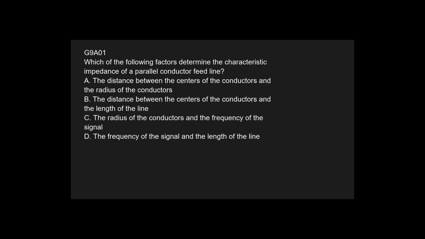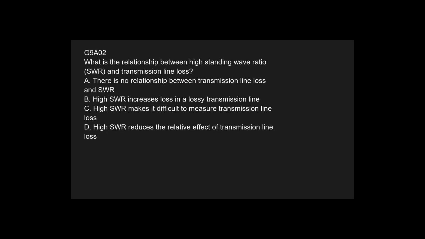Question. Which of the following factors determine the characteristic impedance of a parallel conductor feed line? The correct answer is A. The distance between the centers of the conductors and the radius of the conductors. Question. What is the relationship between high standing wave ratio, SWR, and transmission line loss? The correct answer is B. High SWR increases loss in a lossy transmission line.